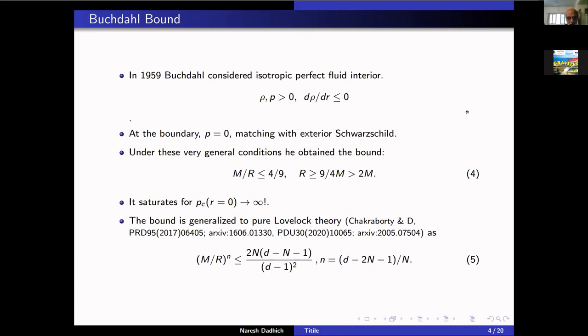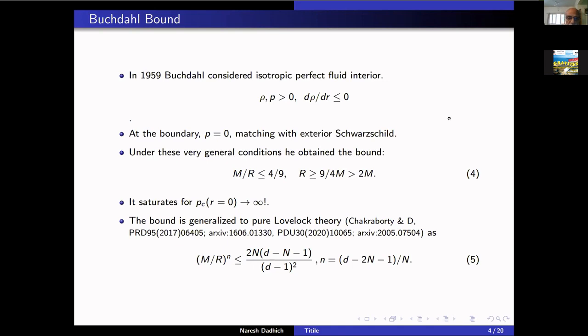Now, this bound is also generalized to pure Lovelock theory. Now, what do we mean by pure Lovelock? First, let us see that Lovelock is the most natural higher dimensional generalization of general relativity. Its action is a homogeneous polynomial in the Riemann tensor. And its most remarkable property is that though the action is polynomial in Riemann, yet the equation of motion, which you get by varying with respect to the metric, still remains second order. No other generalization retains this very important property. And you want second order because you don't want undesirable creatures like ghosts, etc.